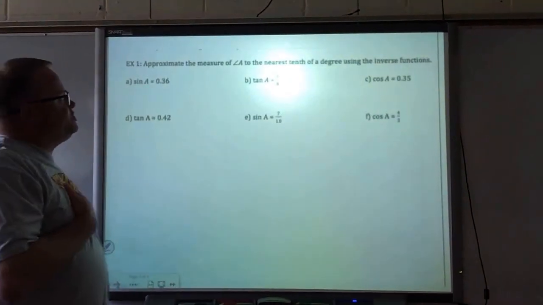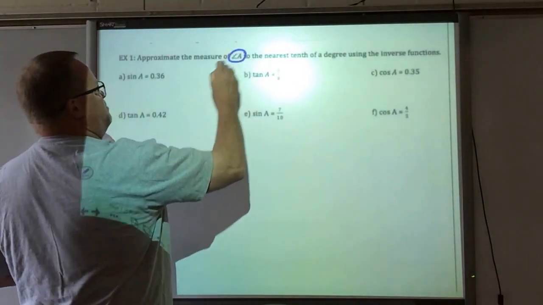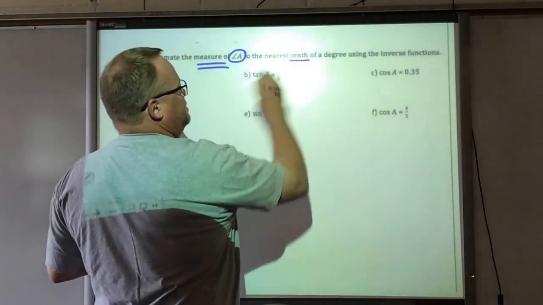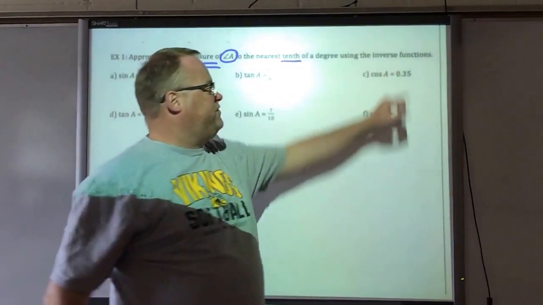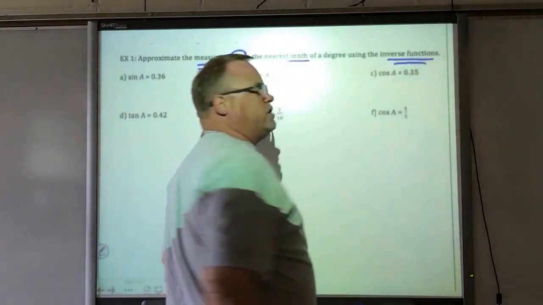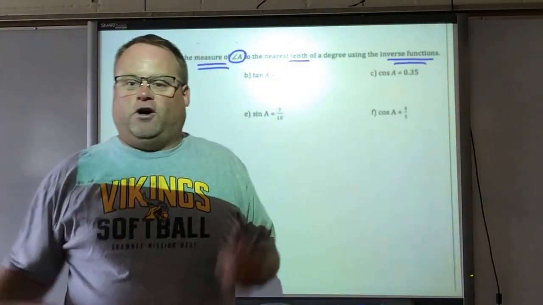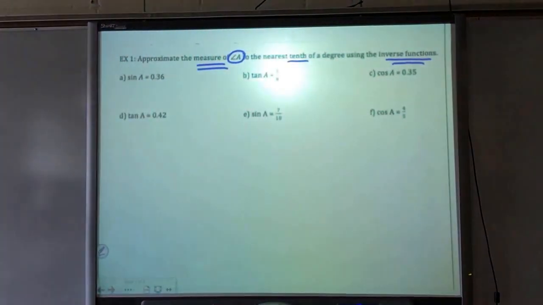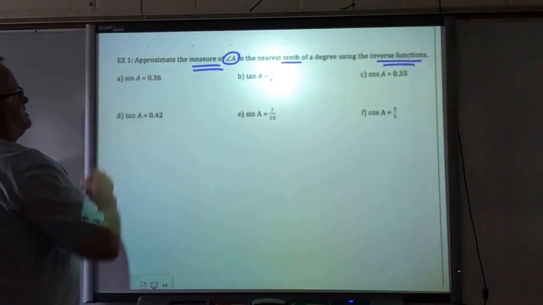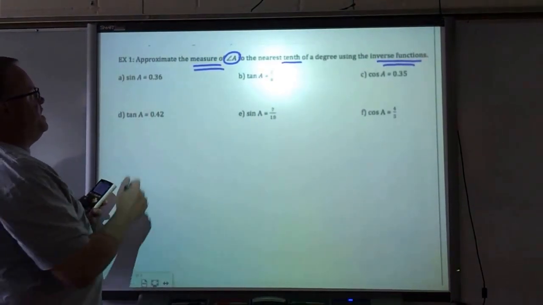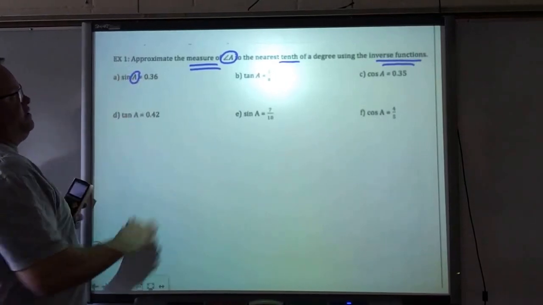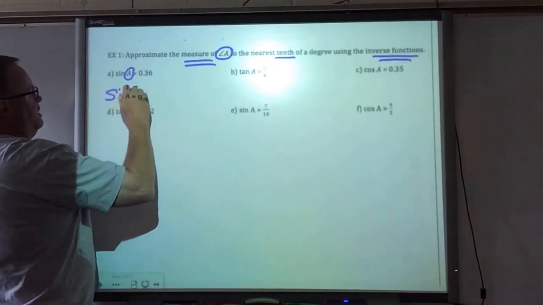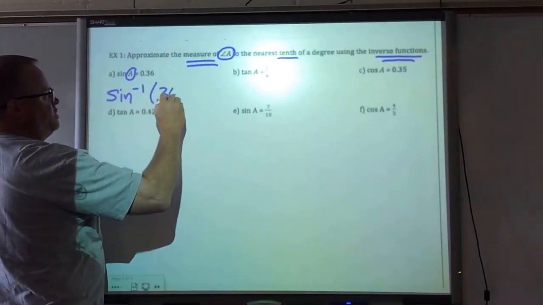Here we go, approximate the measure of angle A. So we want to approximate the measure of angle A to the nearest tenth of a degree using the inverse functions. Lots of keywords in the instructions. Remember, in math, our instructions really lead us. They guide us to which direction we want to go. We don't have to guess. So, sine of A is equal to 0.36. So if I want to find the measure of angle A, which is what it gave me in the directions, I'm going to find sine to the -1 of 0.36.